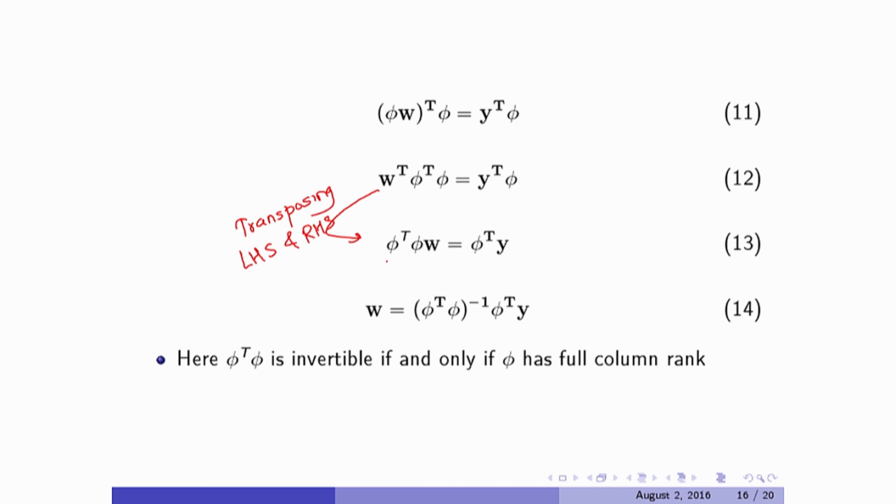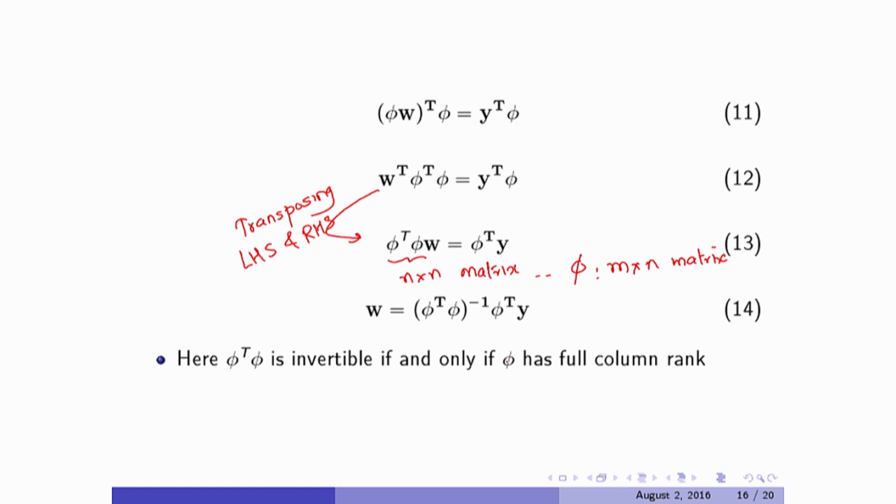Now phi transpose phi is an n by n matrix. It's a square matrix. Recall that phi is an m by n matrix. So one could talk of the inverse of phi transpose phi, and in fact phi transpose phi is invertible if and only if phi has full column rank. All the columns of phi are linearly independent.